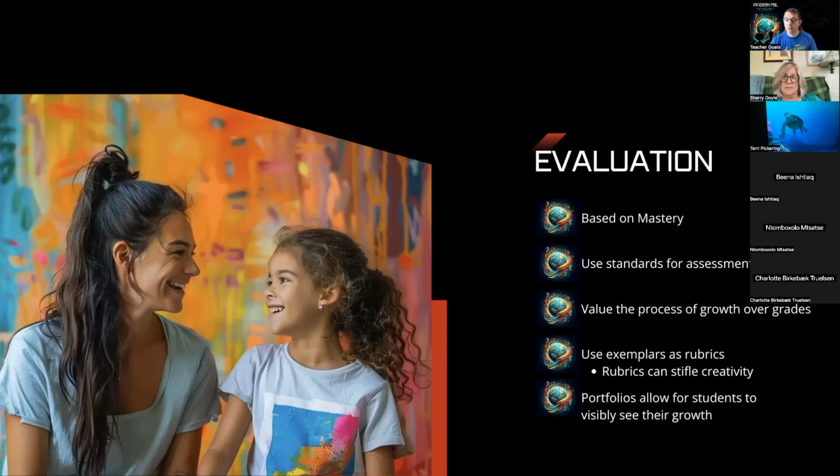All right, so we only have a few minutes. Looking at evaluation, again, based on standards, growth over grades, you can have exemplars within your classroom. Rubrics a lot of times can stifle creativity. If you are using a rubric more as a narrative, and we talked a little bit about that last time, using rubrics to assess where they are in the process, and not just as an end of unit grade, like you got a 4, you got an A in this category or B in this category, but allow students to reflect throughout the process.